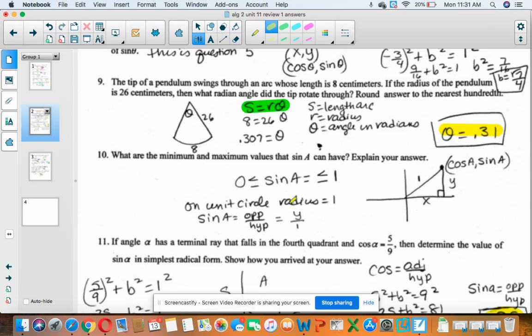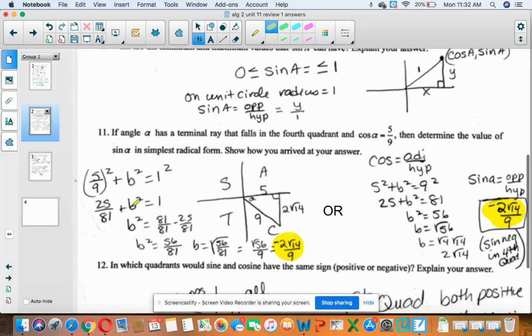On the unit circle, the radius is equal to 1. Sine is equal to opposite over hypotenuse. So basically sine is equal to y over 1. So if the radius is 1, the radius is the hypotenuse. The 1 has to be the biggest number in this triangle. The hypotenuse is the biggest number. So y would have to be a number that was less than 1.